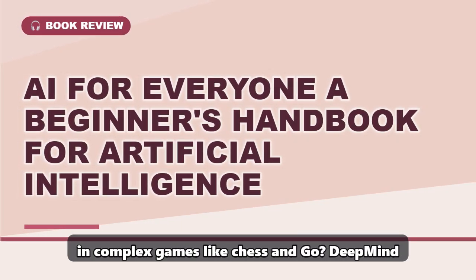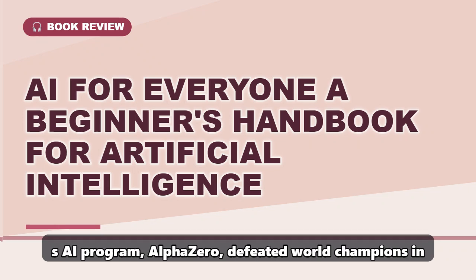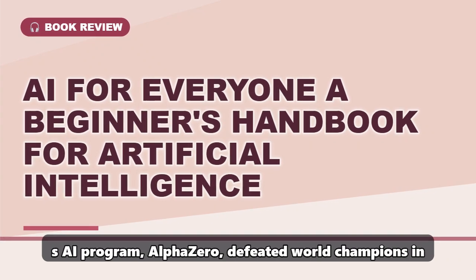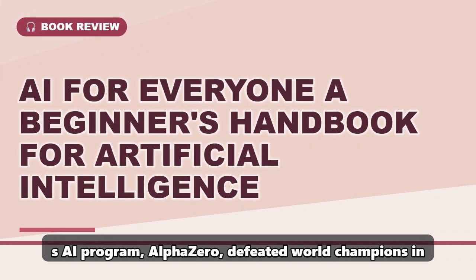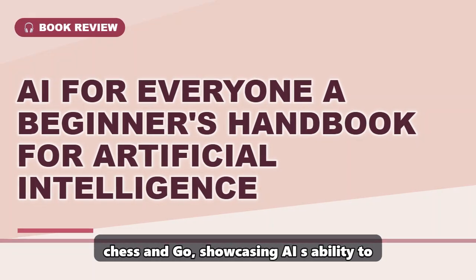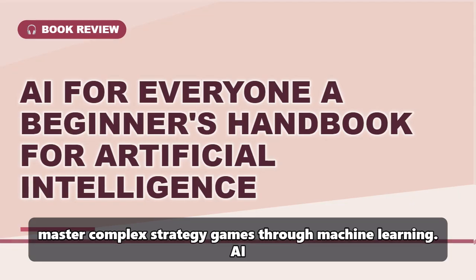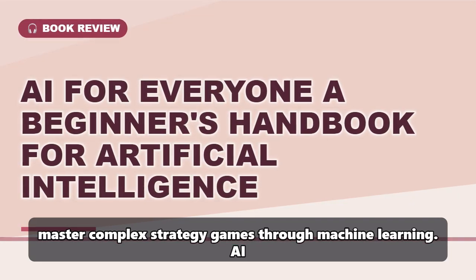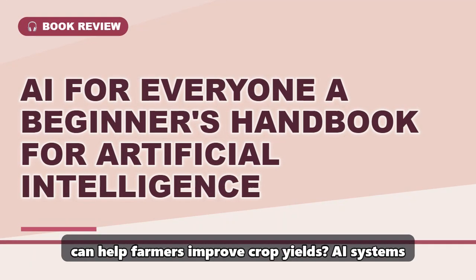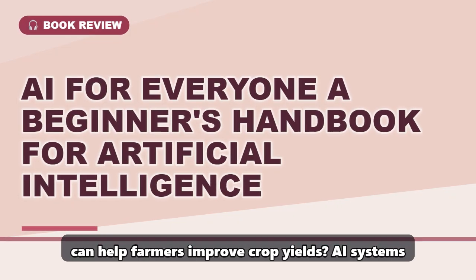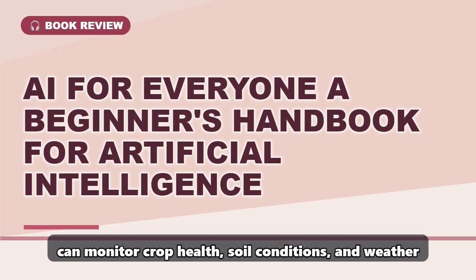AI can beat humans in complex games like chess and Go. DeepMind's AI program, AlphaZero, defeated world champions in chess and Go, showcasing AI's ability to master complex strategy games through machine learning. AI can help farmers improve crop yields.